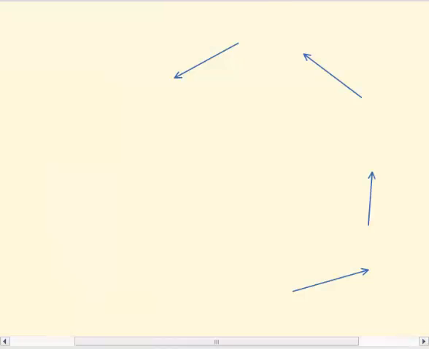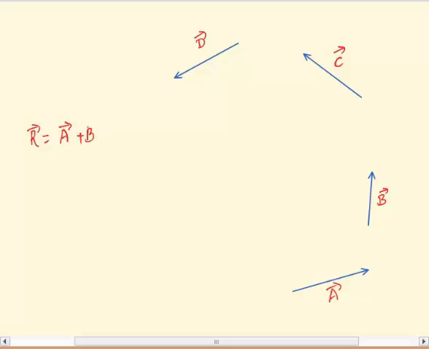Vectors could be added in similar fashion to represent them graphically. Suppose we have this vector as A vector, and this vector is B vector, this vector is C vector, and this vector is D vector. And suppose we are interested in finding the resultant as the sum of all these vectors, A plus B plus C plus D.